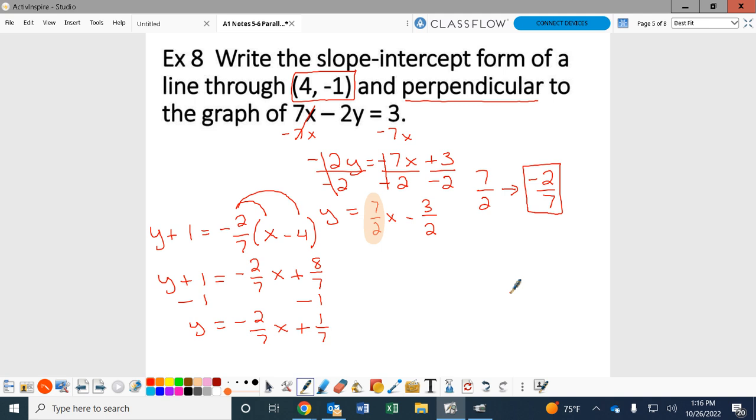Alright. Now guys, this is the answer to the question. This is what they're looking for. And how is this one related to this one? How are the two lines related to each other? Because they're going to ask you this. They're going to be perpendicular. That's the whole point, guys. They got to be perpendicular.